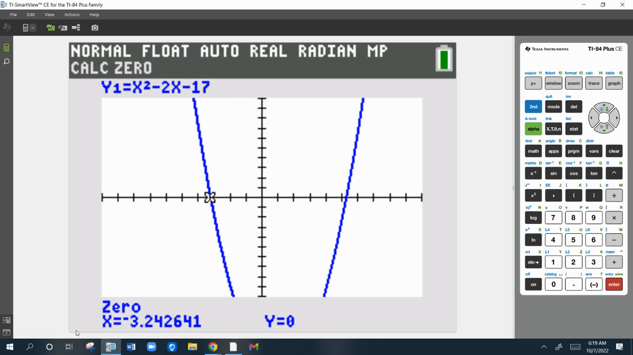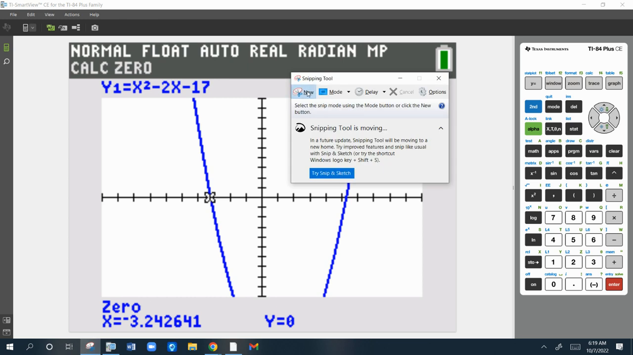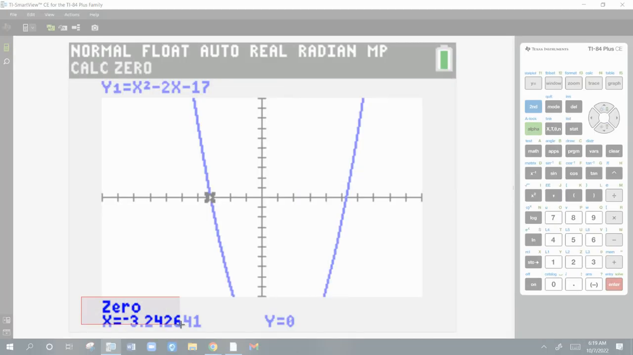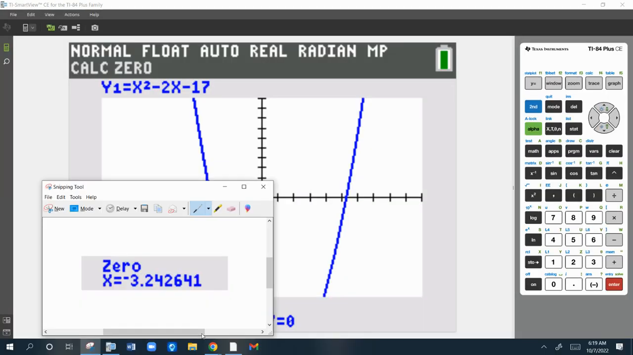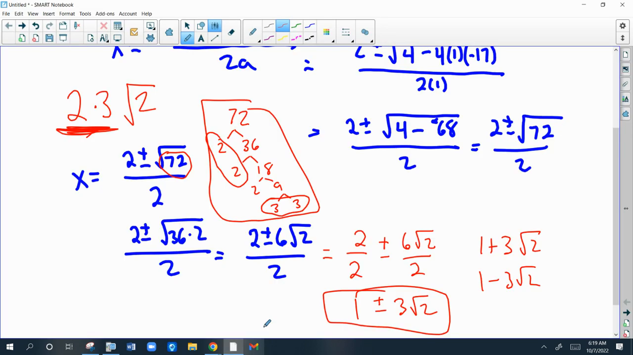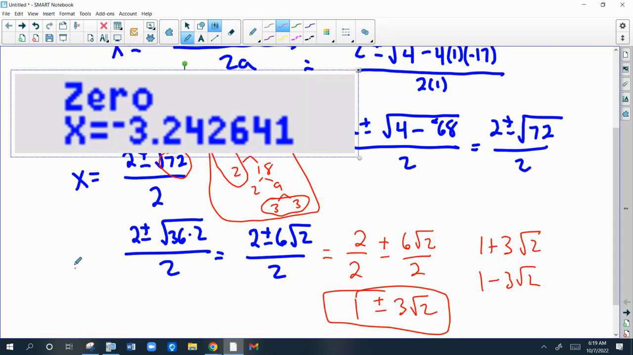So let me just highlight that. I lost my cursor. And then I'm going to do the other one. I'll let you do the other one. So one of my zeros is negative 3.2426. So I'm going to check it with this. Since it's negative, I'm pretty sure it's this bottom one here.